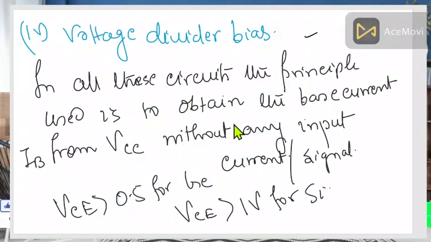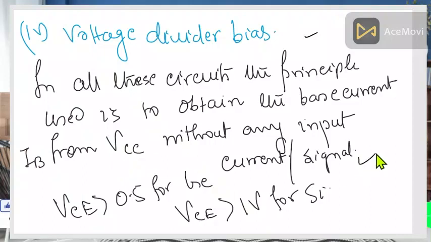The basic principle that is used in all these circuits is to obtain the base current IB from the VCC or the DC battery that is connected to the collector. Base current is not obtained from the input AC signal that has to be varied. This is the basic principle of all these circuits.